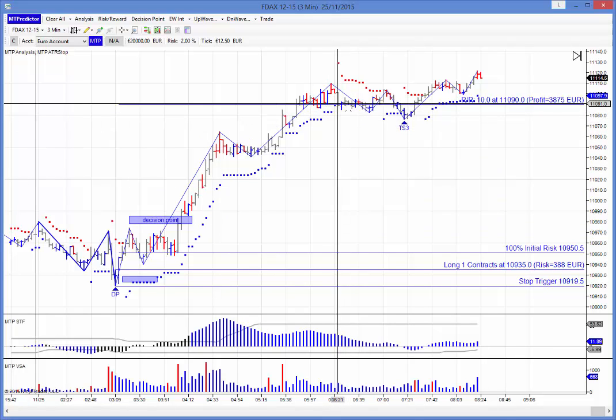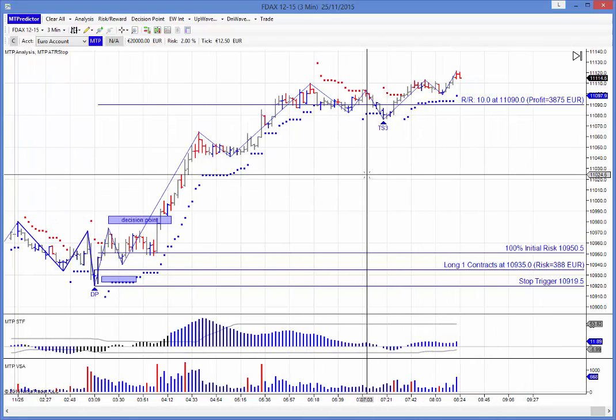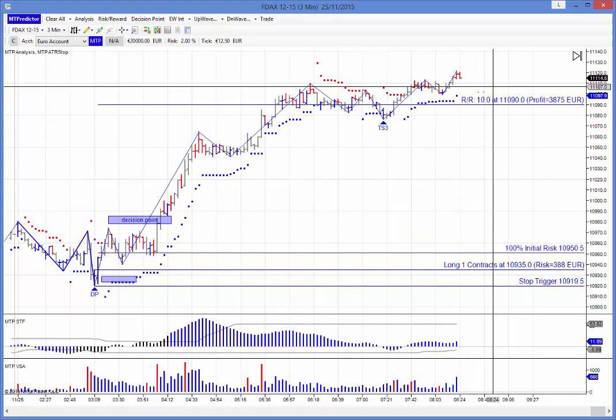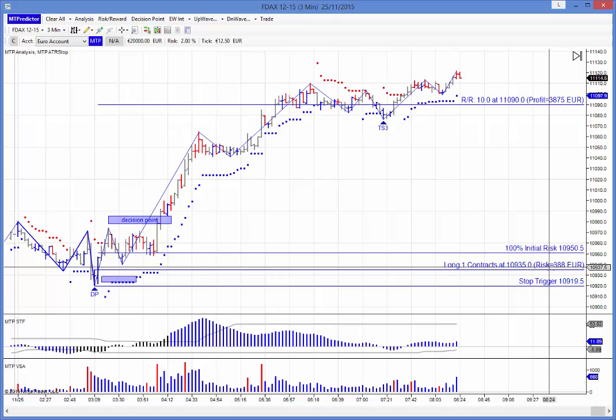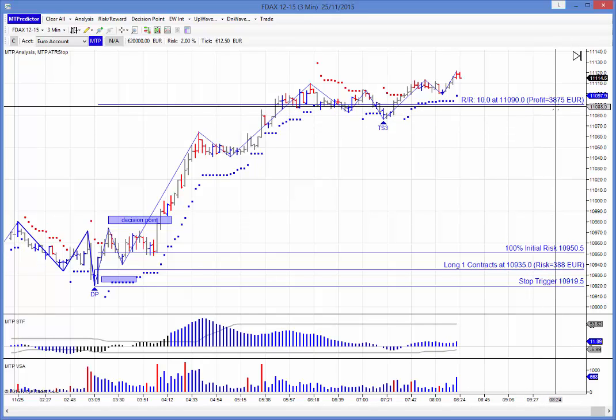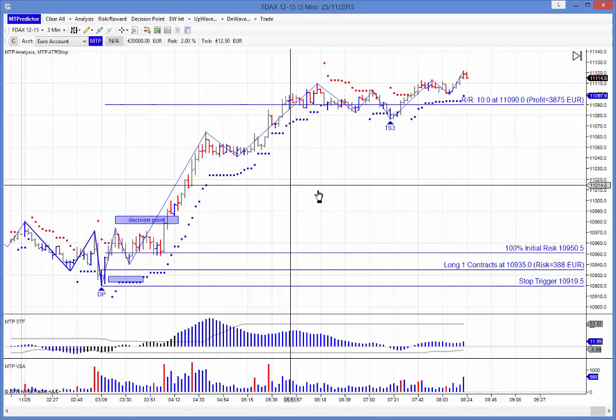at about that level there, and as you can see, that would have turned your 2.8R profit into an absolutely massive 10R profit, turning an initial risk of approximately 388 euros into a profit of approximately just over 3,800. That's obviously ignoring slippage and commission. So a very, very, very good trade.